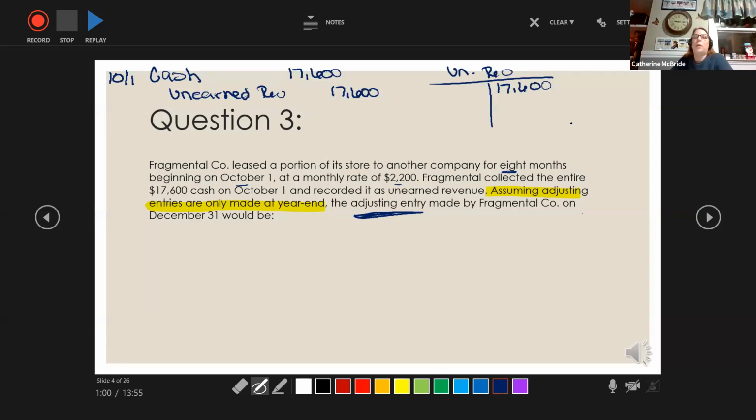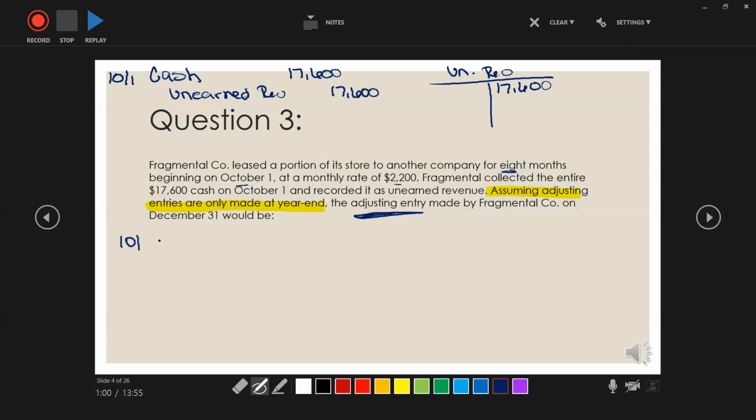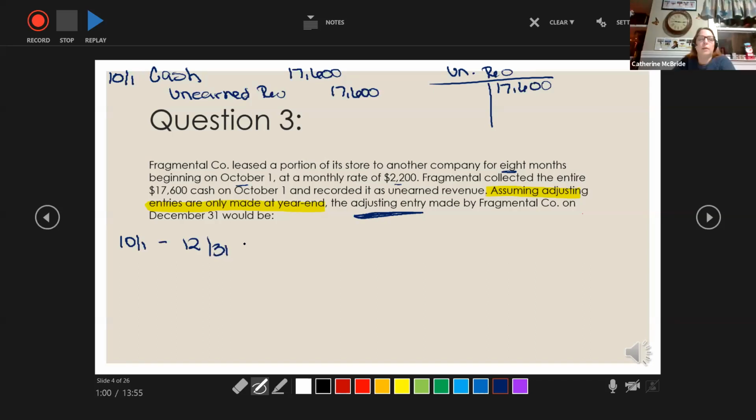Now we want to record the journal entry for the rent income for October 1st through the end of the year. So how many months is that? 3. Yeah, 10/1 through 12/31 is 3 months. So we have $2,200 a month times 3 months is $6,600. Is that right? Yes. Yeah.